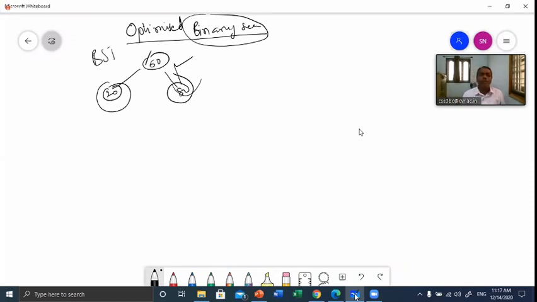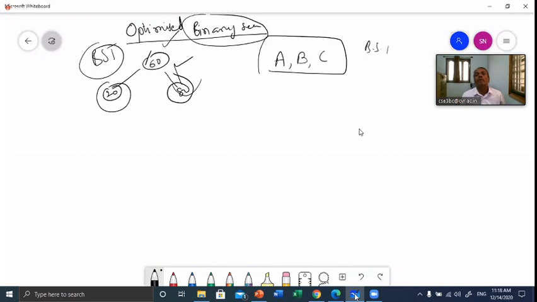I'm not going to discuss BST now. I'm not considering that. Now my question is, what is optimized? What is the need of optimization? That is the question. For example, if my problem is like this, A, B, C are my elements. If I want to construct binary search trees with these identifiers A, B, C.